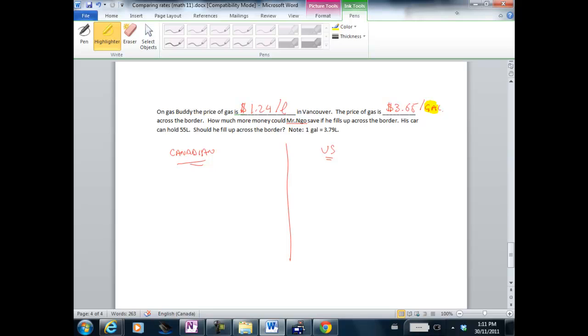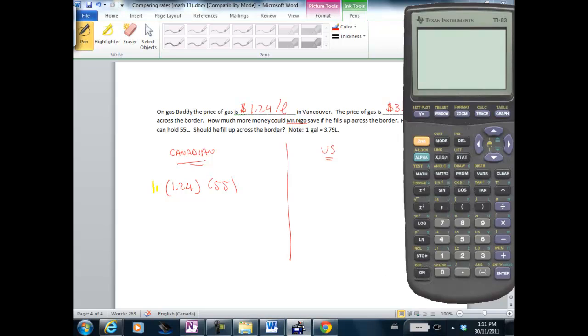So this is one of those logic questions, like I said, formula-wise. You're just trying to find the cheapest deal. I want to know: is it better to go across the border? Compare the two prices. So I go 124 times 55, and just punch it in my calculator. There's no tricks to it.